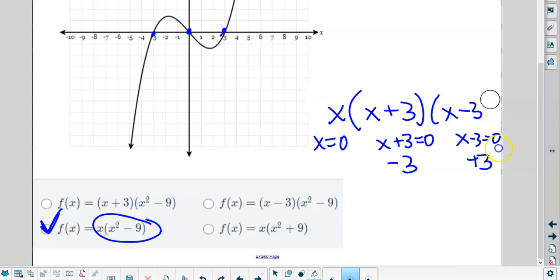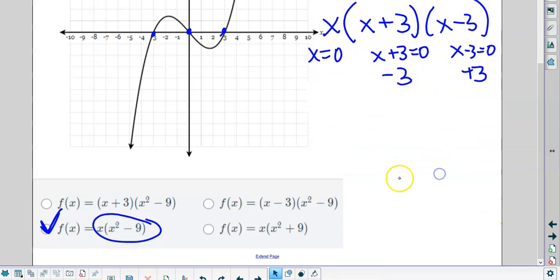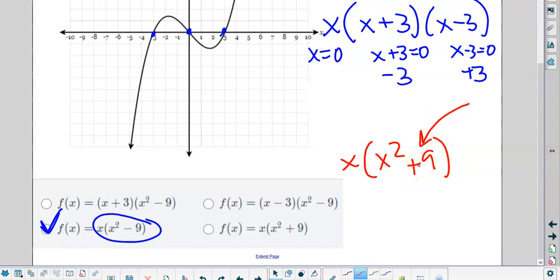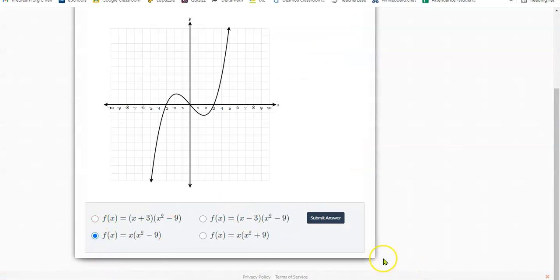Let's double check this last one on the other side. Actually, let me undo that. Let me just bring all that up here. Okay, let's do this last one. X squared plus 9. Guess what? You can't factor that. It's not a difference of two squares. So I think we found our winner. Winner. All right. So algebraically, I was able to prove that this had zeros at 0, -3, and +3, which is the same as this polynomial graph here.